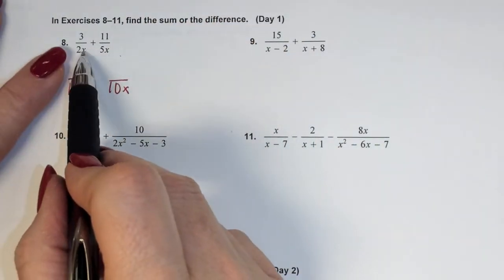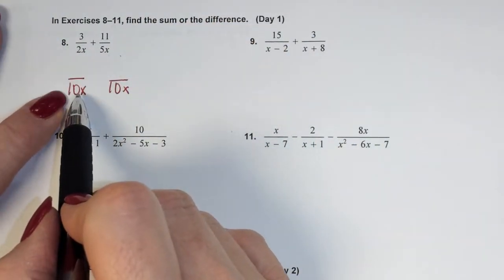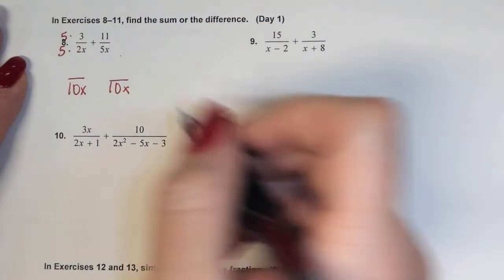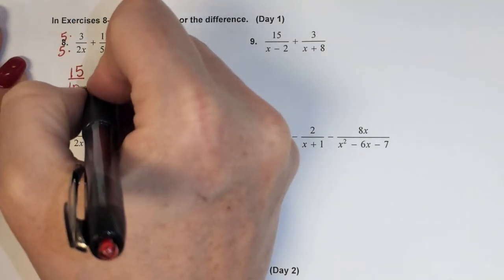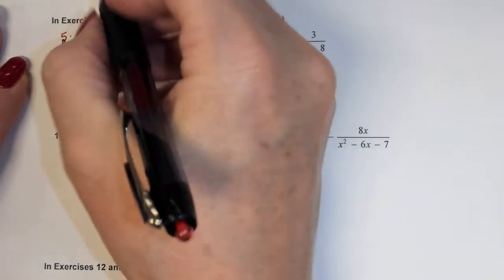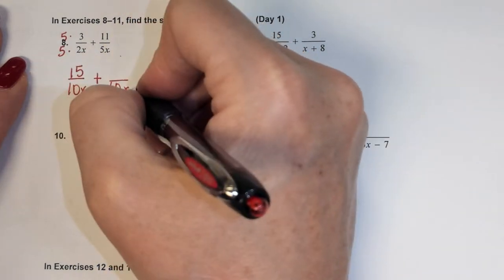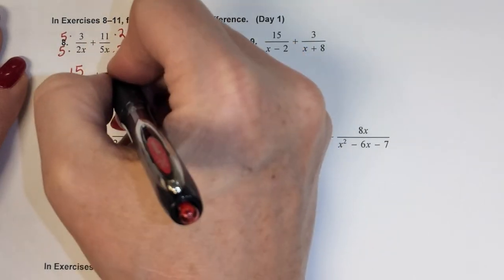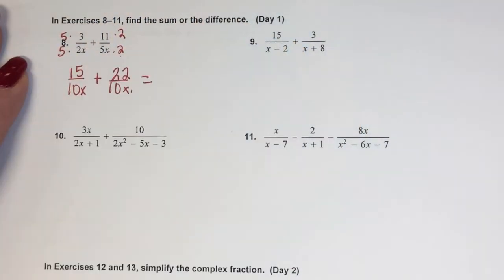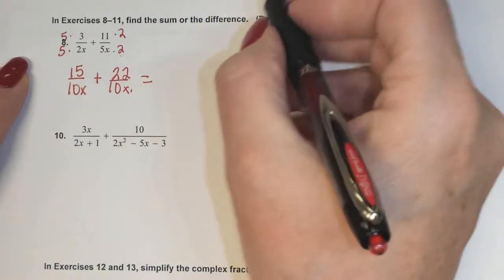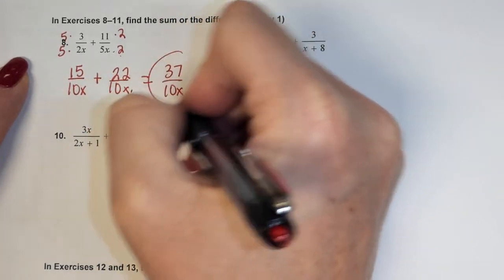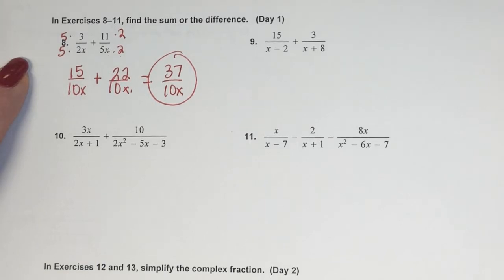Okay, so think about this. 2x times what would give us the 10x? So we have to multiply this by 5 on bottom, so 5 on top. So that's going to give us 15. What do we have to multiply this by? 5x times what would give us 10x? So times 2. So that's going to give us 22. Now we have a common denominator. Tommy, what's the answer going to be then? Good. Questions?